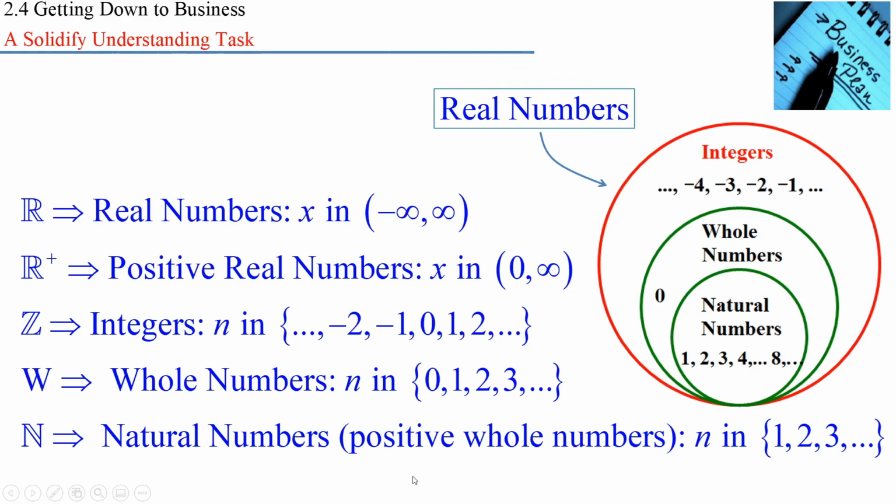So again, let's think continuous and discrete. The set of real numbers is continuous. It's any number. The set of positive real numbers is also continuous, but it's not as large of an interval. And then I get into discrete. The set of integers is a discrete set of numbers. It's only these numbers, nothing in between. The set of whole numbers is discrete, and the set of natural numbers is discrete.